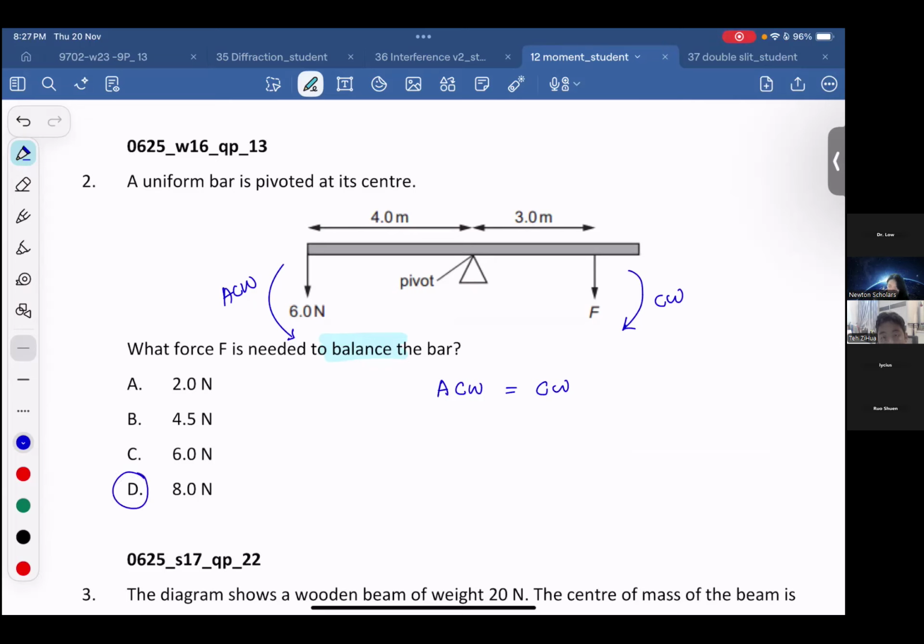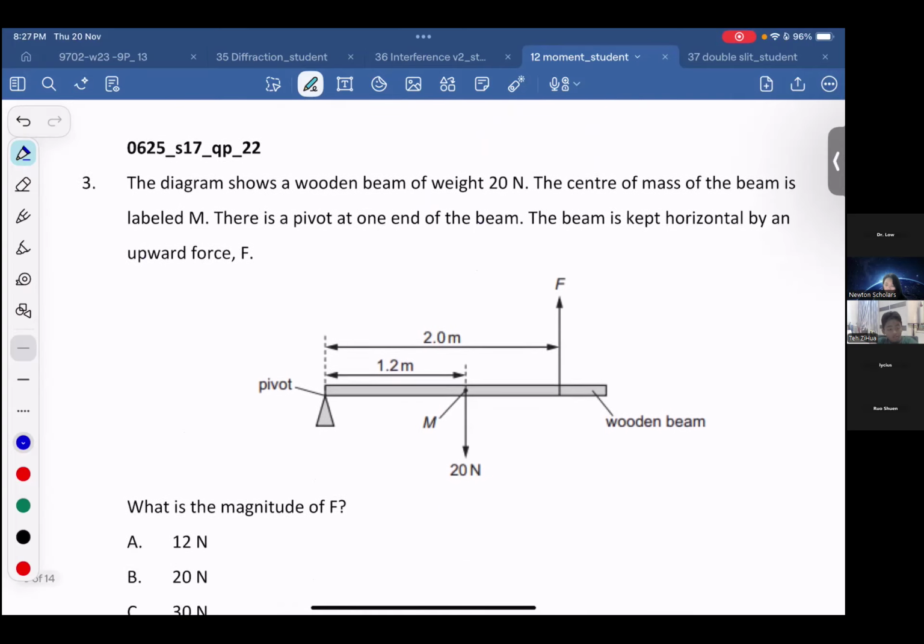Okay, the answer is D. So 6 times 4 equals force times 3. So your force should be 8 Newton. Okay, so this one is easy, right? Okay, we go to the next question.